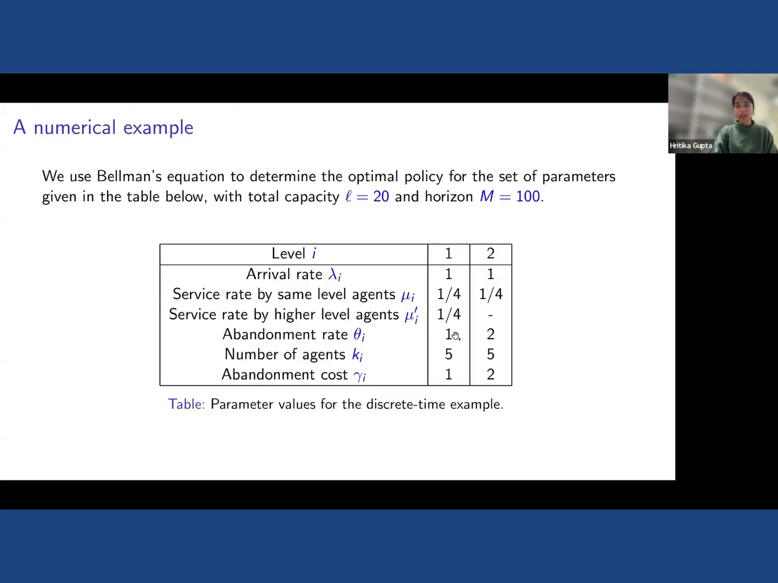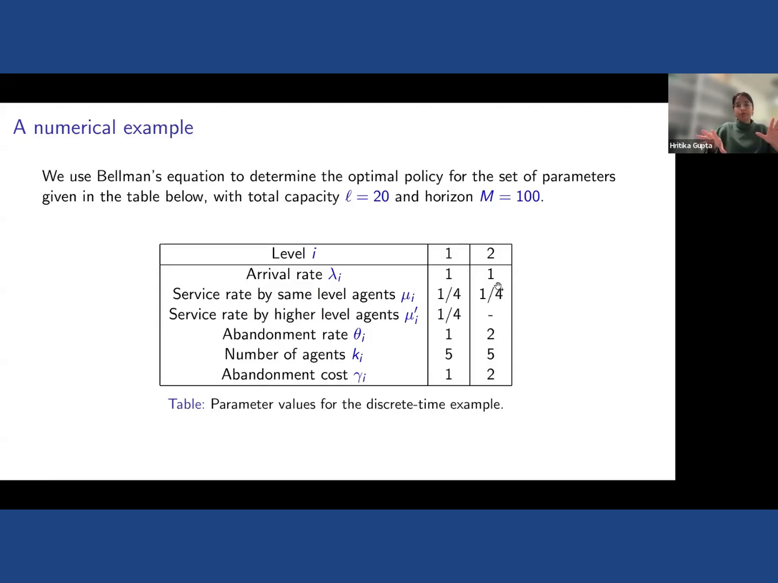Abandonment rate theta i is 1 per minute for level 1 and 2 per minute for level 2. So the customers at level 2 are twice as impatient as customers at level 1. Number of agents Ki, 5 agents available at each level. And the abandonment cost gamma i is 1 unit if level 1 abandons and 2 units if level 2 abandons.